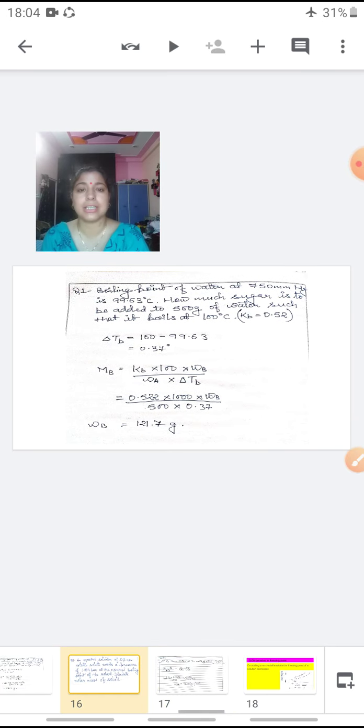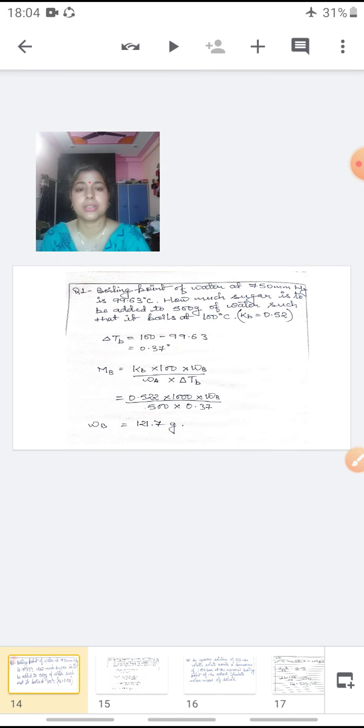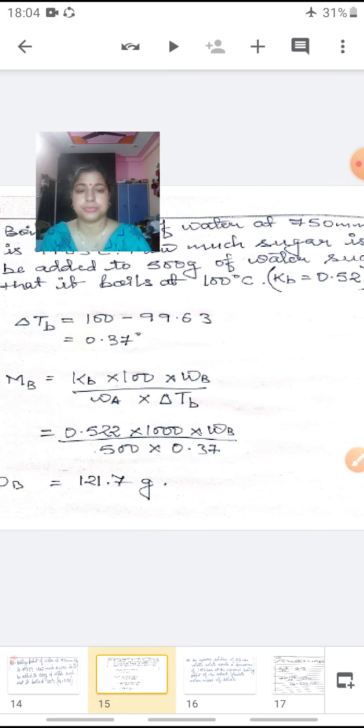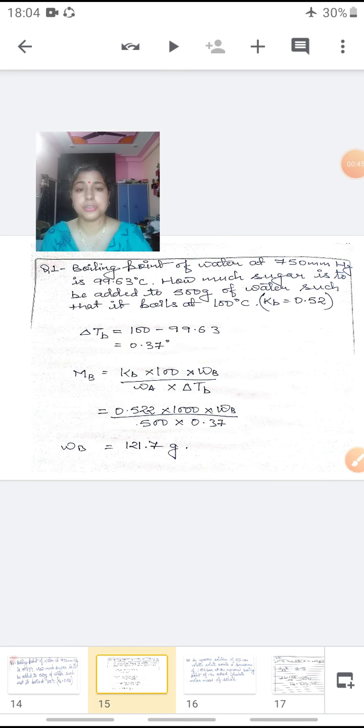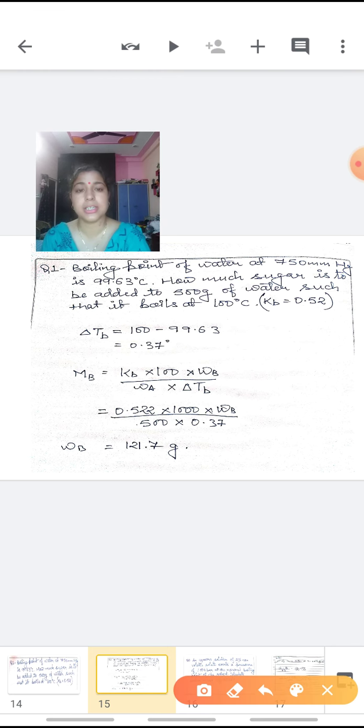The first numerical that I've given to you was this. Now children, according to this question, the boiling point of water at the given pressure is 99.63. This 99.63 is the boiling point for the pure water, that is T0B. Now it is asked how much sugar is to be added. That means what is asked in the question? The value of WB is asked in the question.